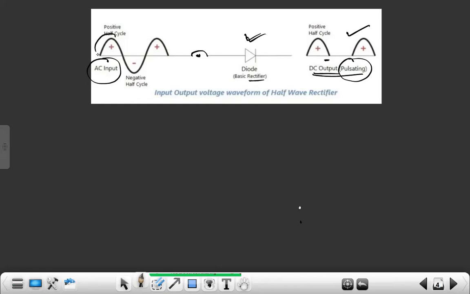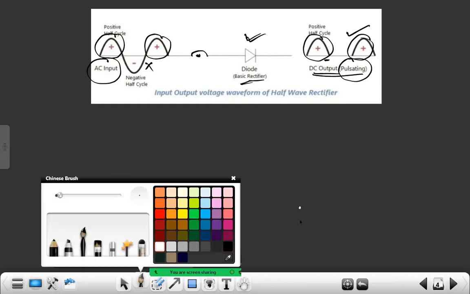So the positive half cycle, again the positive half cycle on the upper part, we'll be able to see here. So this particular negative half would be terminated during rectification. So a diode is used to do rectification. During rectification, what does a diode do? A diode is used only to rectify.